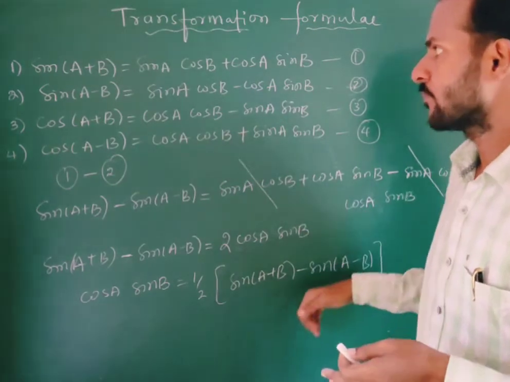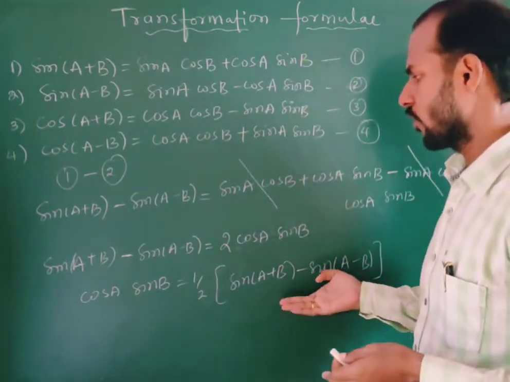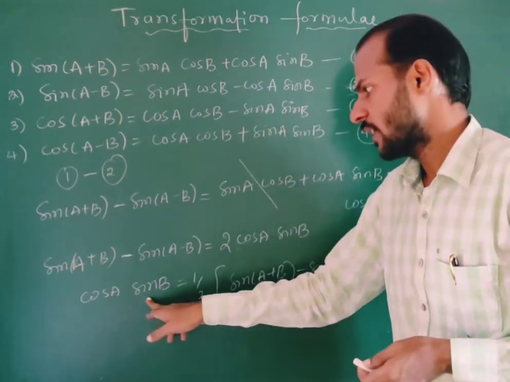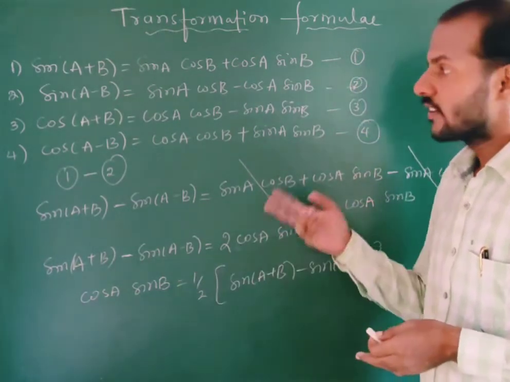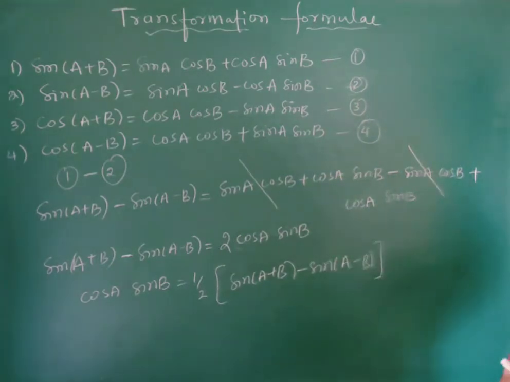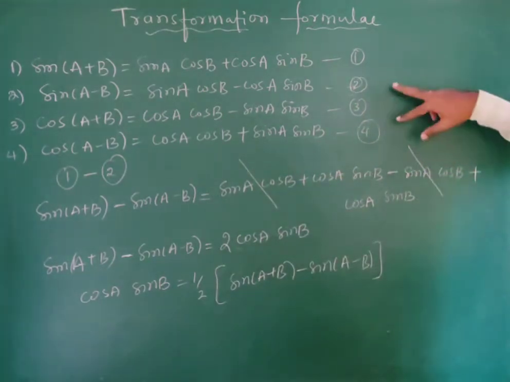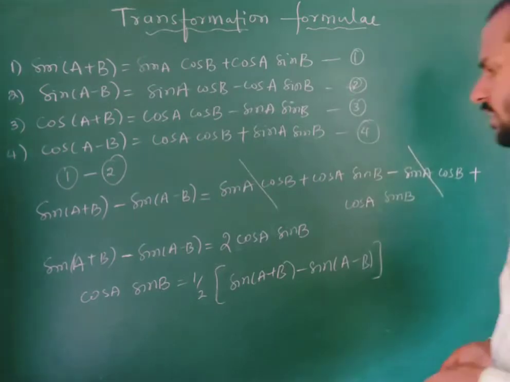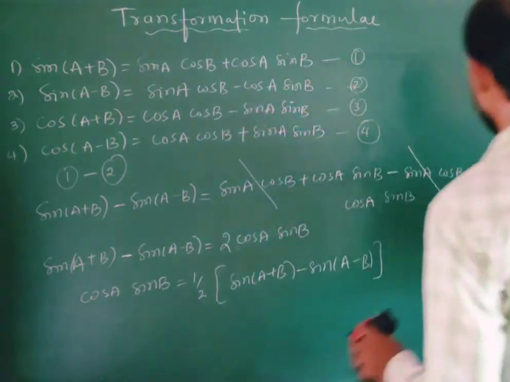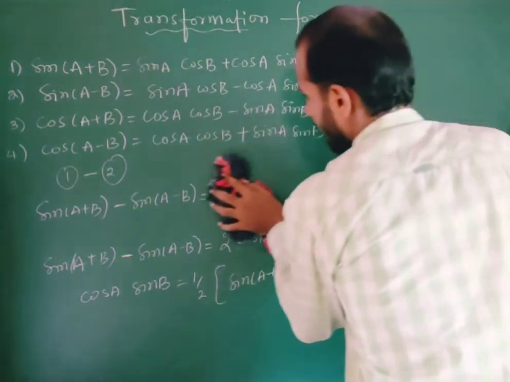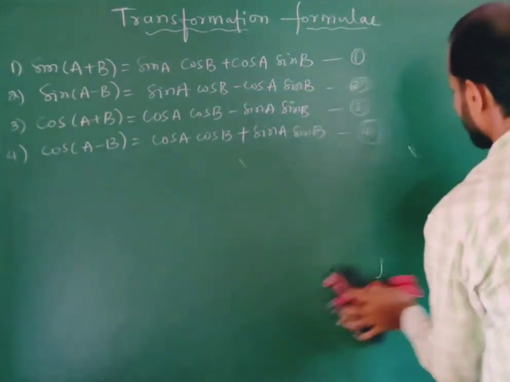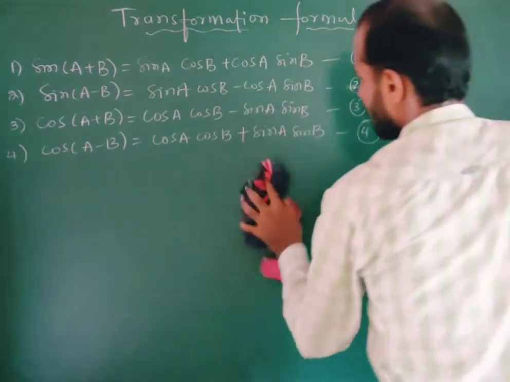Now by using equations 1 and 2, we have solved two transformation formulas, that is sin A cos B and cos A sin B. Similarly, we can solve again by using equations 3 and 4. Again, two formulas are there. Next, we can solve by adding 3 and 4. Adding equations 3 and 4.